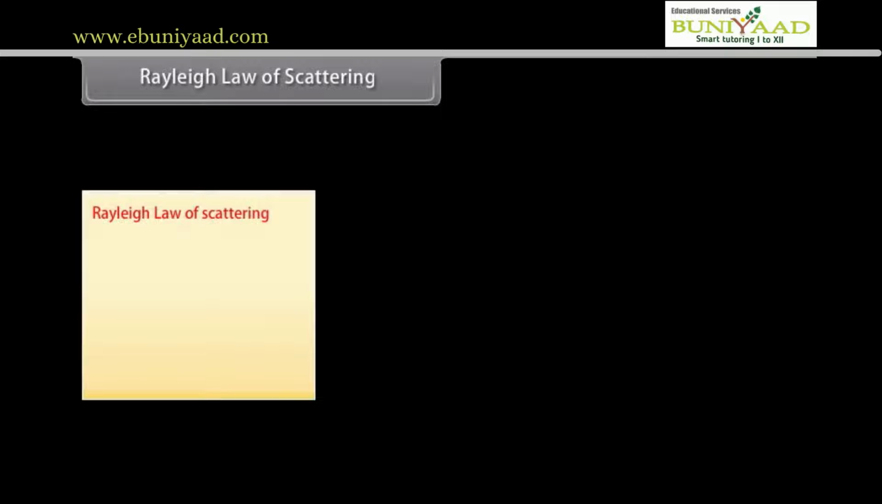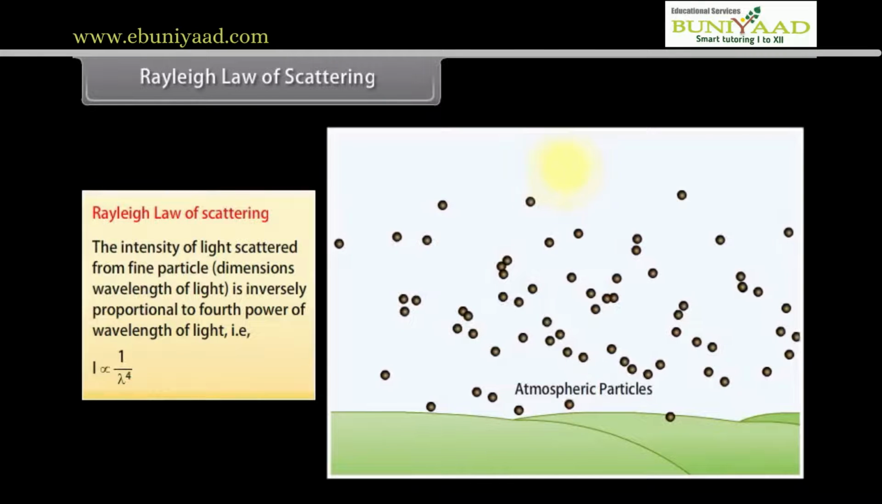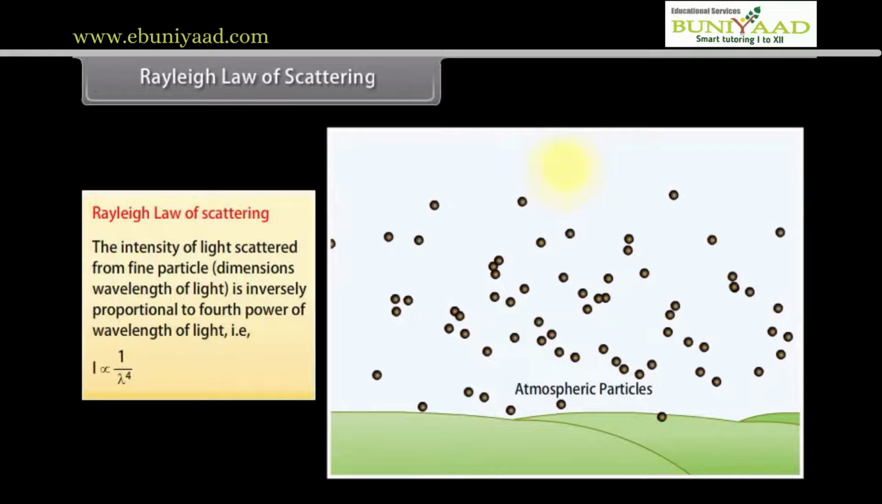Rayleigh Law of Scattering. The intensity of light scattered from fine particles, with dimensions smaller than the wavelength of light, is inversely proportional to the fourth power of the wavelength of light. That is why we see a blue sky most of the time.